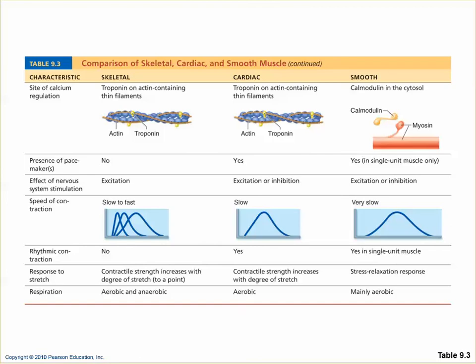And so there's this slow rhythmic contraction. There's this stress relaxation response. Because it's so slow, it gets its energy from aerobic respiration. There's lots of time to make 36 ATPs, and it uses up ATP very slowly.